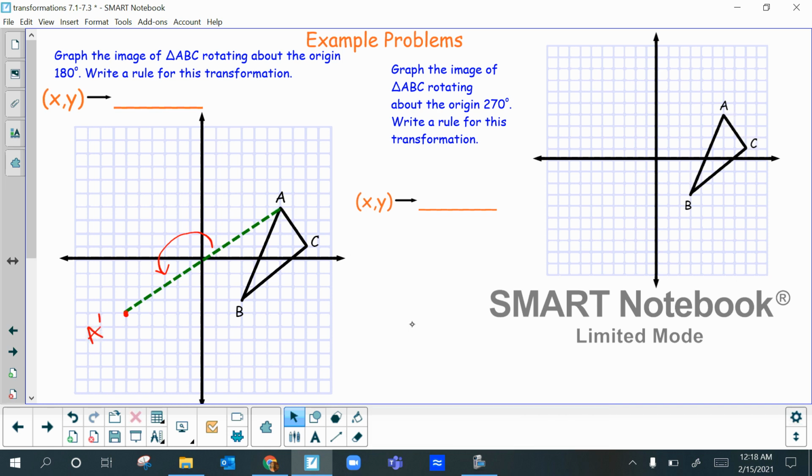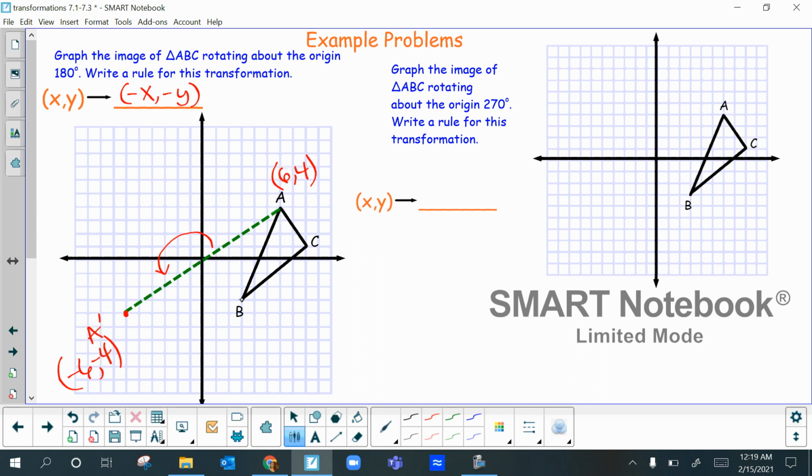So let's see what A prime is at. So remember, A is at 6, comma 4. A prime is at negative 6, negative 4. So how did the rule, or how did the numbers change? All they did was change the sign. So here's how your rule is going to look. XY maps onto negative X, comma, negative Y. So that's where A prime is going to be.